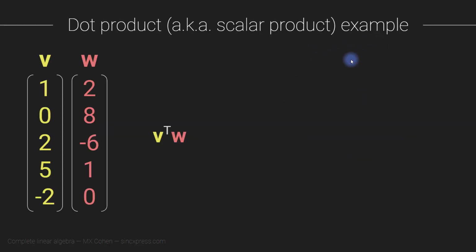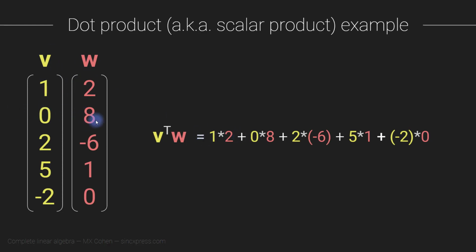Well, it turns out that the dot product is really simple to compute. All you do is take your two vectors. First of all, you make sure that they are the same dimensionality, so the same number of elements, and that's the case here. They both have 5 elements. Then we multiply each corresponding element and then add up all of those individual multiplications. So the dot product between vector v and vector w is 1 times 2 plus 0 times 8 plus 2 times minus 6 plus 5 times 1 plus minus 2 times 0. And that gives us a total of minus 5.